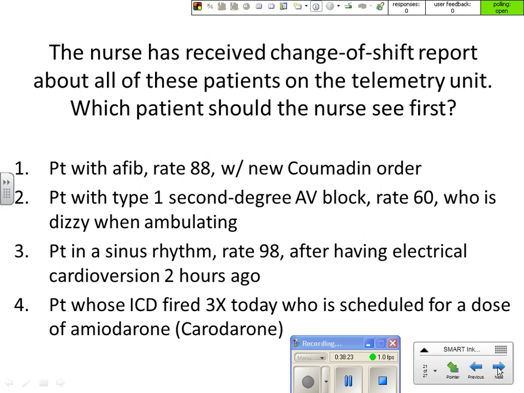The nurse has received change of shift report on all these patients on the telemetry unit. Which patient should you see first? The patient with AFib, 88, new Coumadin order. Patient with type 1, second degree AV block, rate of 60, who's dizzy when ambulating, that's Wenckebach. Patient in sinus rhythm, rate 98, after having electrical cardioversion 2 hours ago. The patient whose ICD fired 3 times today, who was scheduled for a dose of Cordarone. That's a typo I've got to fix.